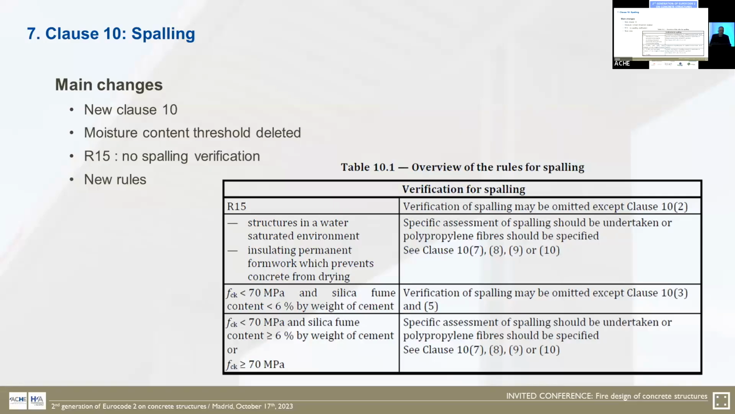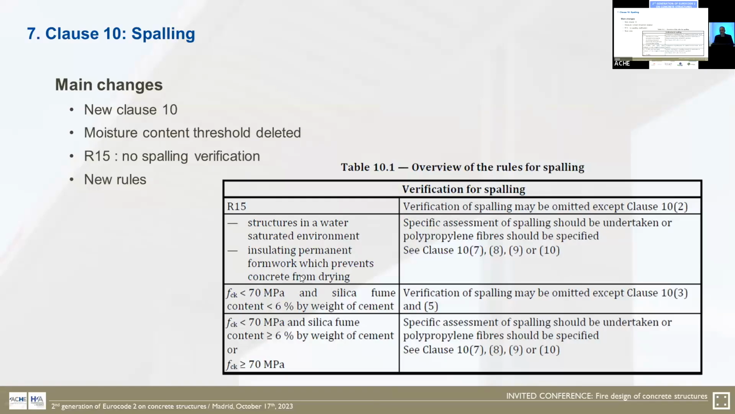And then basically the big innovation was the fact that we tried to simplify again the provisions. This was one of our polar stars during the work in the project team, to make things simpler. Okay, so there is a threshold as regards strength with this key value, which is 70 megapascals.